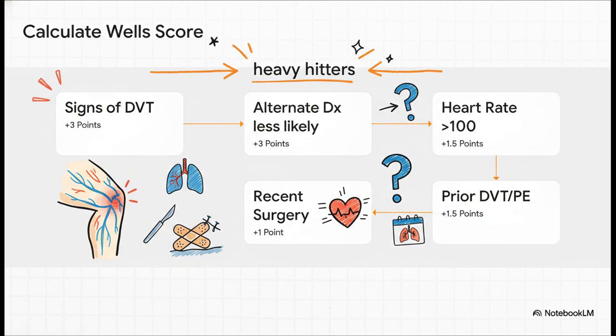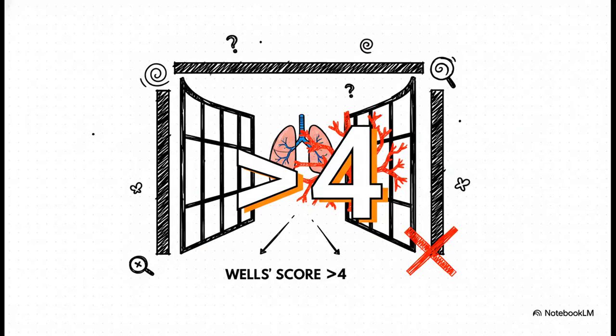Now look at how this is weighted. This is key. The two heaviest hitters, worth 3 points each, are seeing signs of a DVT, you know, that swollen, painful leg, and your own clinical gut feeling that PE is the number one diagnosis. Everything else adds up, but those two, those are the big ones. And here it is. This is the magic number. The entire algorithm, everything you're about to do, hinges on this one number. Is the Wells score greater than 4? This is the gatekeeper for the whole workup.